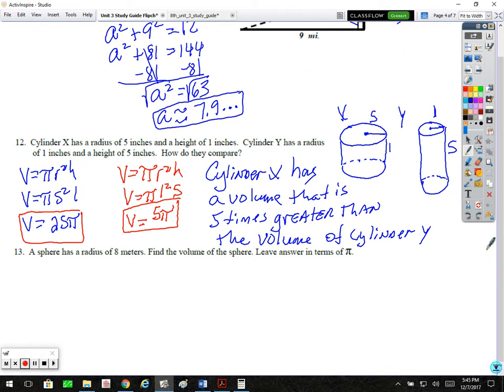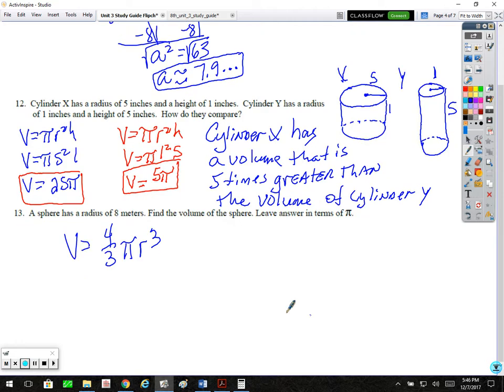All right, a sphere has a radius of 8. Let's just find the volume. It says leave it in terms of pi. So volume equals, remember, a sphere is 4 over 3 pi r cubed. Let's just plug in our number. We know the radius is 8. So volume is 4 over 3 pi times 8 to the third power.